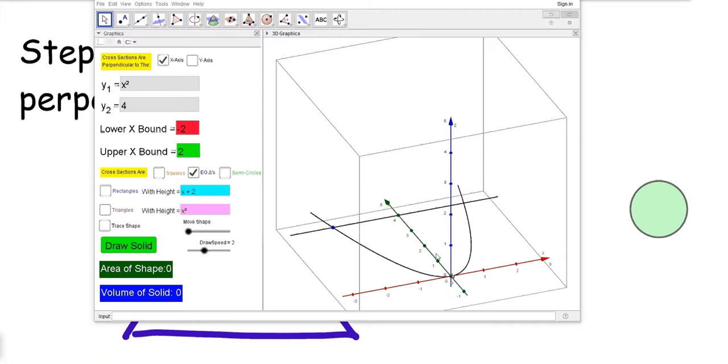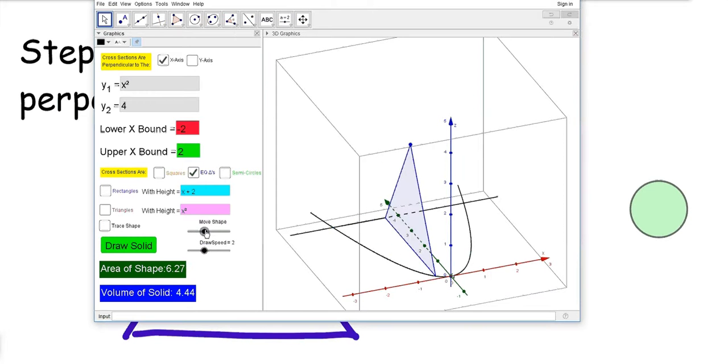Okay, so here is our graph. I'm looking at it at an angle. We have f of x equals x squared with this U, and we have g of x equals 4 right here. Now with the software, you can choose what your cross sections are. In this case, I have the equilateral triangles checked off. I have my bounds correct from negative 2 to 2, which is where these graphs equal each other. So now what I'm going to do is first just look at what these cross sections look like. You can see that it changes. The height of this triangle changes because the base changes, and that's because the distance between f of x and g of x changes.